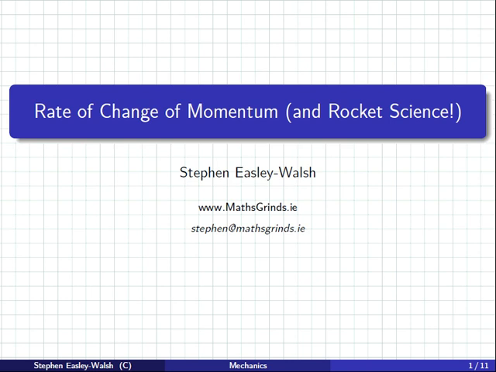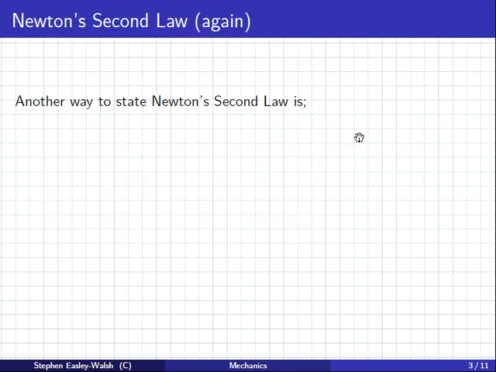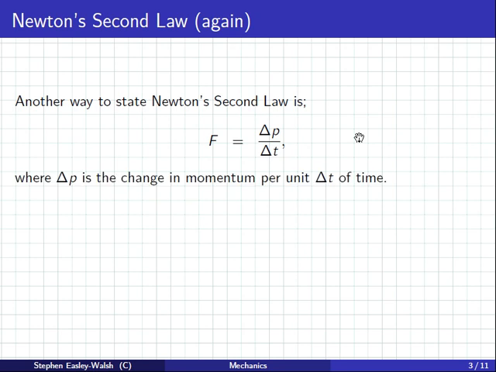Okay, you got that written down? Yeah? So, another way to state Newton's second law is F equals delta P over delta T, but we'll have to explain what each part means. Delta P is what's called the change in momentum, and delta T, of course, is the time.